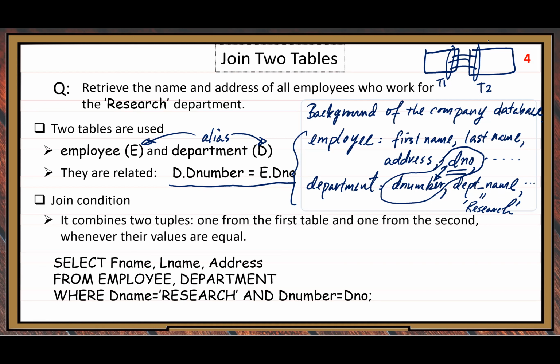The concrete statement is like this: an SQL statement with 3 parts. Select F name, the first name, comma, last name, L name, comma, address. That's the attribute list we want to retrieve. From the table list, 2 tables, employee. Here you can see we do not use an alias. Alias is an option, not required.